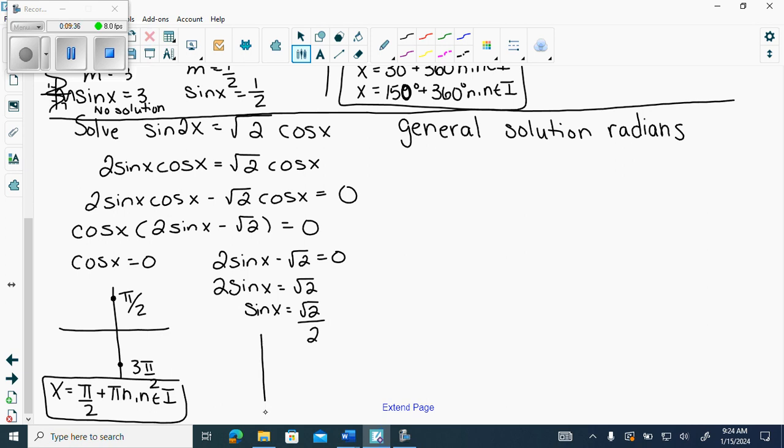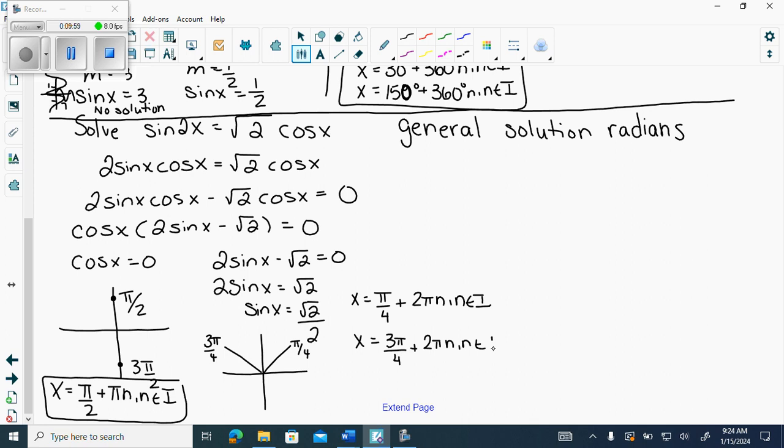And then this one, sine x equals root 2 over 2, in the middle here. So this is pi over 4 and 3 pi over 4. So x equals pi over 4 plus 2 pi n, n an integer, so 2 pi all the way around. And x equals 3 pi over 4 plus 2 pi n, n an integer, because we're going all the way around. Could I have done the other one as pi over 2 plus 2 pi n and 3 pi over 2 plus 2 pi n, and had 4 solutions? Yep, totally could. So there's my answers.